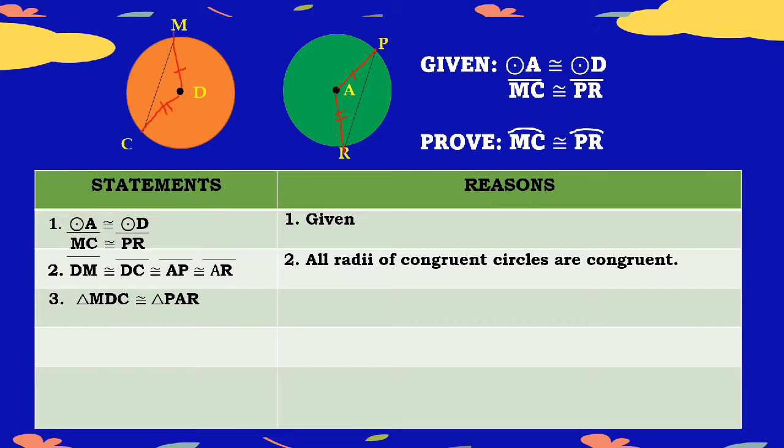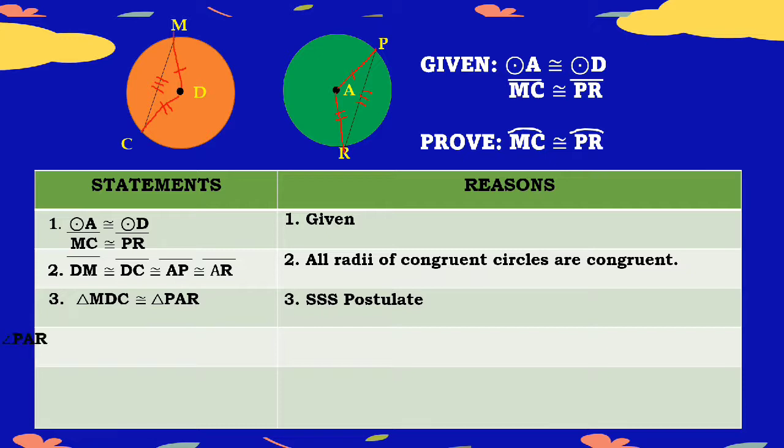Therefore, we can say that triangle MDC is congruent to triangle PAR. For what reason? Remember, if three corresponding sides of two triangles are congruent, we can also say that the two triangles are congruent. The reason is the SSS postulate, or the side-side-side postulate of triangle congruence.